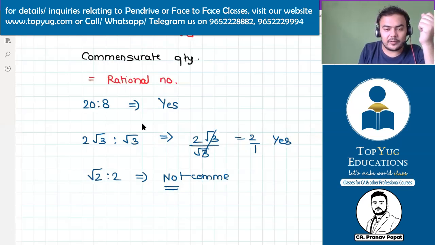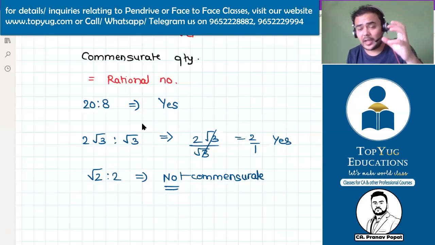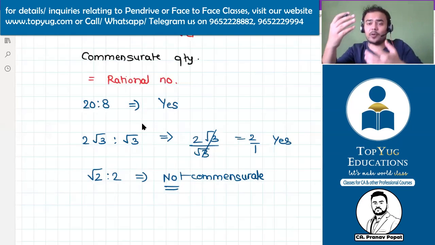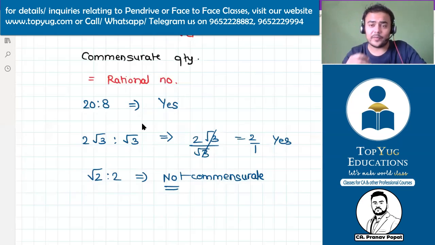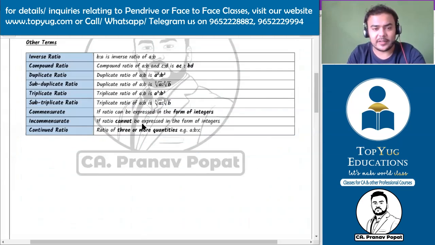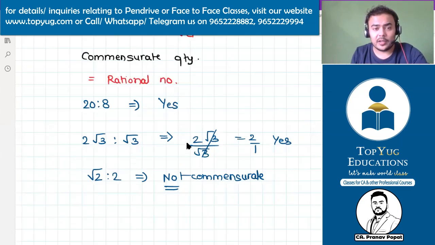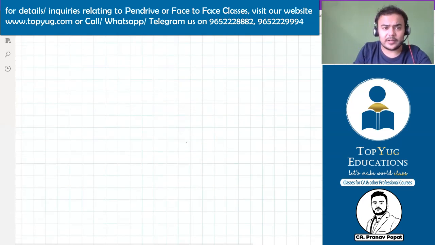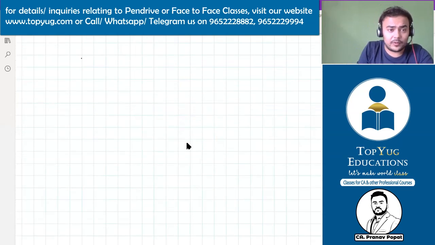So very simple, we already know what is commensurate because we know what is a rational number. Any ratio that can be written in the form of integers is commensurate. If the ratio cannot be in the form of integers, it is non-commensurate. Clear, guys? Okay. So which is not commensurate is called incommensurate. Very simple. Incommensurate means it cannot be expressed in the form of integers. Now this part was not that important. The important part will come now.